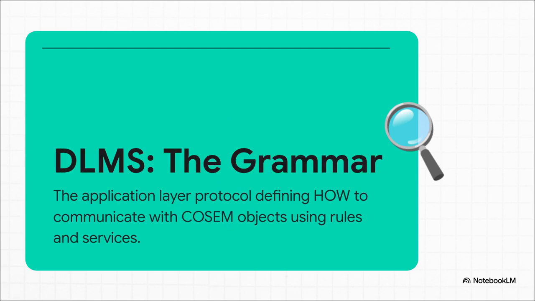And then you've got DLMS. Now, if COSEM is the vocabulary, the list of words, then DLMS is the grammar. It's the set of rules, the commands, the actual protocol that lets the utility communicate with all those COSEM objects. It defines exactly how to ask the meter a question and how that meter is supposed to answer back.